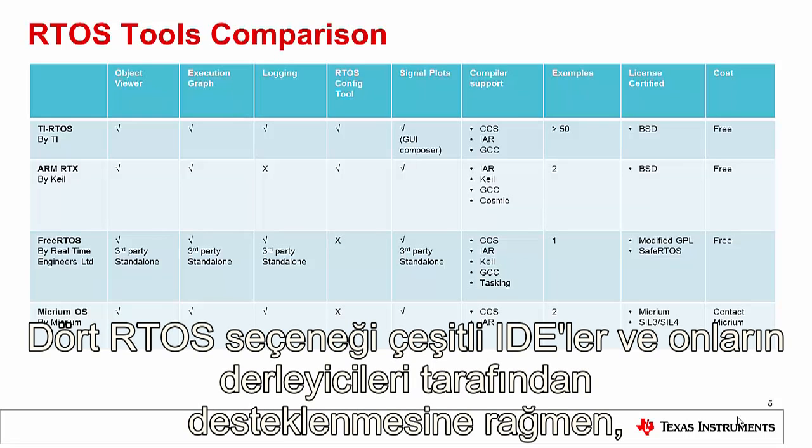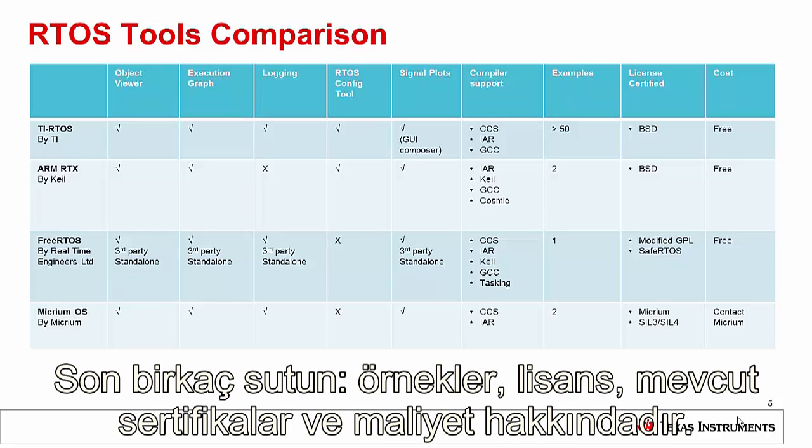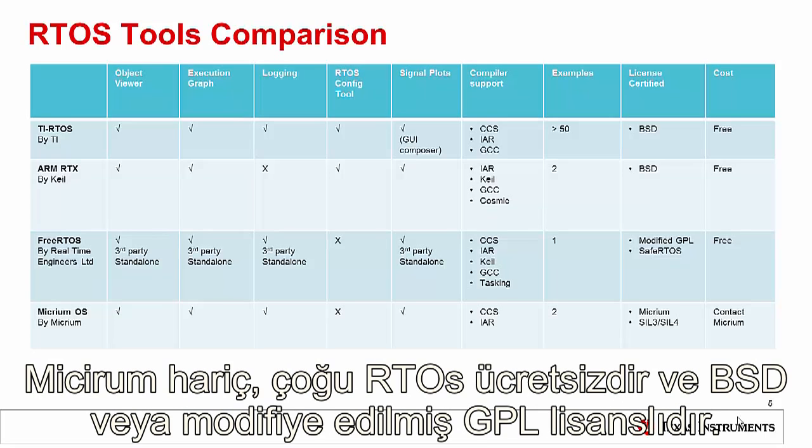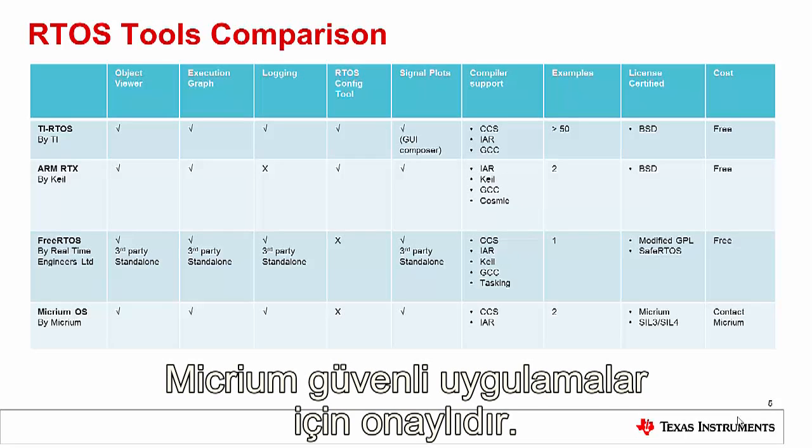Although the four RTOS options support various IDEs and their associated compilers, they may not provide out-of-the-box projects for all the supported IDEs and compilers. The last columns talk about examples, licensing, and available certifications and cost of these RTOS solutions. Many RTOS are free and are licensed BSD or modified GPL. TI-RTOS provides a large number of examples. Others have a few examples and more to come. Micrium has been certified specifically for safety applications.